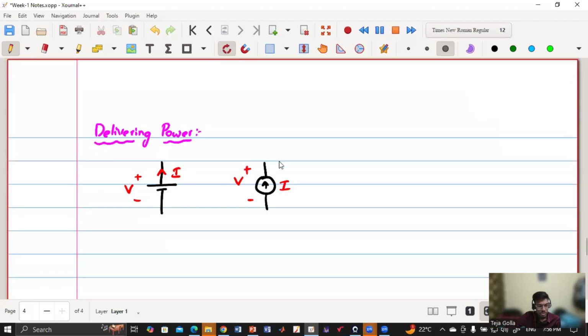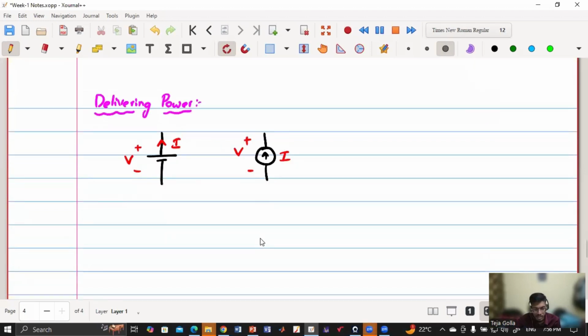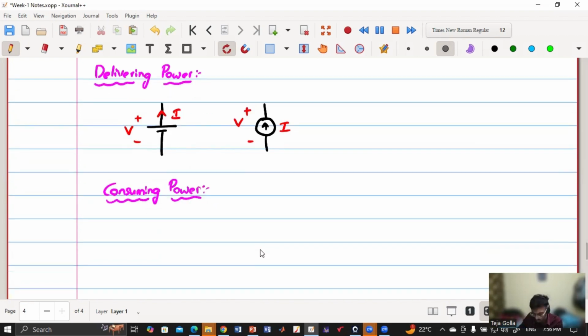Okay, so this is when they deliver power. When they have a positive voltage and they are giving current, delivering current, then it is delivering power. Now what is consuming or absorbing power? So when do they consume power? When they have a positive voltage across it, but they are taking in the current. So this is the convention.